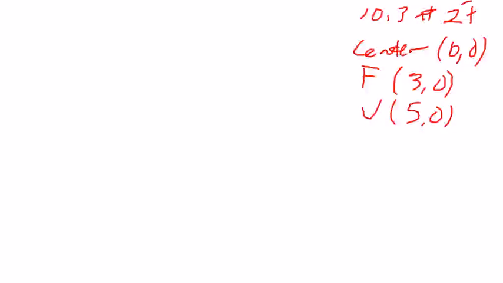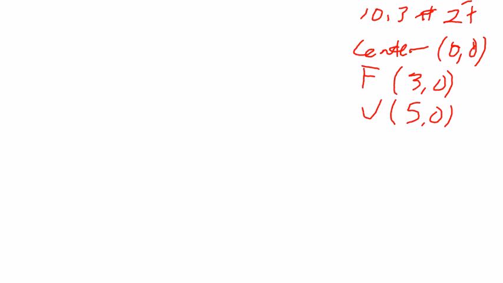Okay, time for 10.3, number 27. I've written the information over here. These are both zeros here and here. That is given to us in the book. We want to graph it and find an equation.